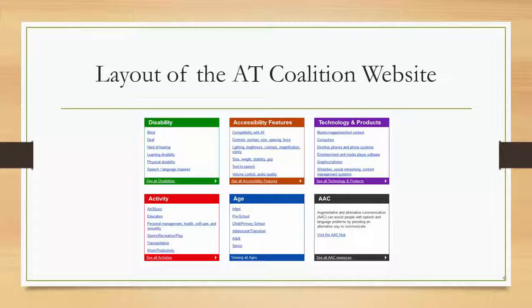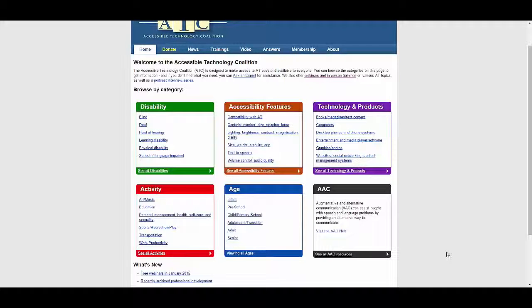Here's an overview of the layout of the AT Coalition website. When you navigate to the Accessible Technology AT Coalition page, as you can see, it's broken down into multicolored tabs on disability, accessibility features, technology and products, activity, age, and AAC. So first one would need to make a determination as to how they would like to look up the particular accessible device in which they are trying to gain more information on.